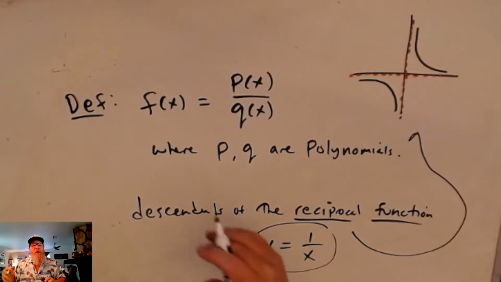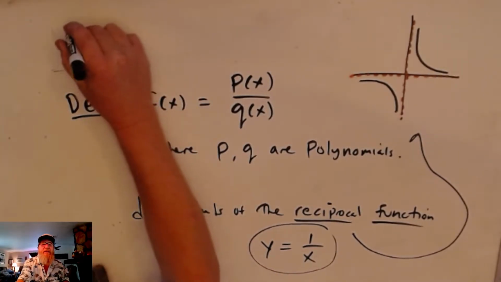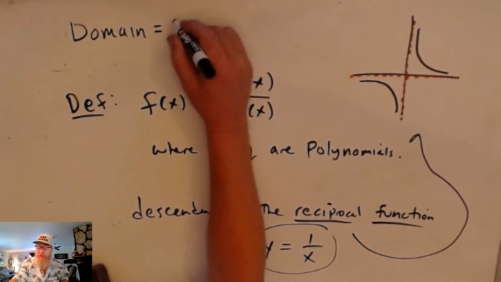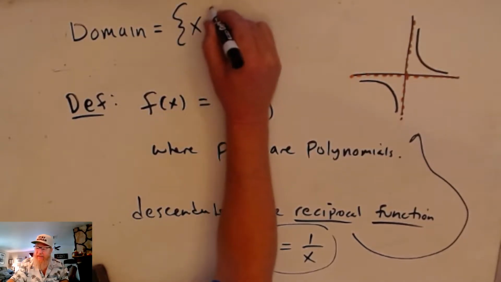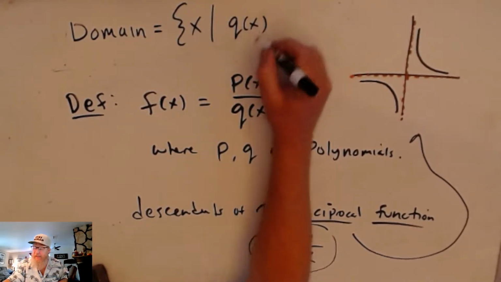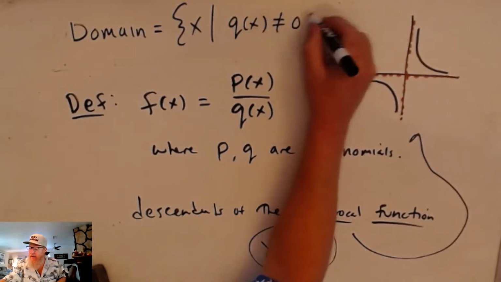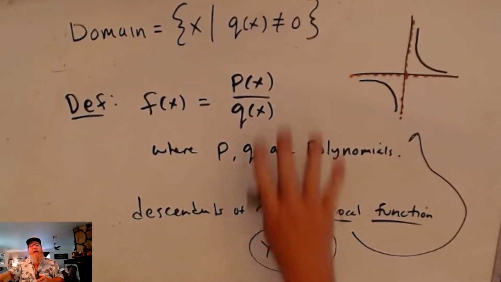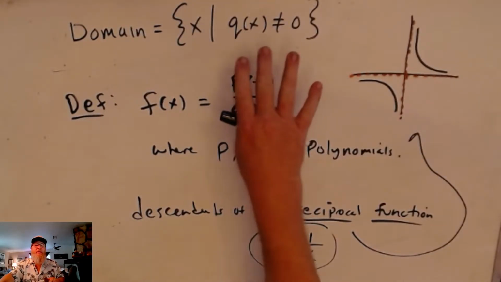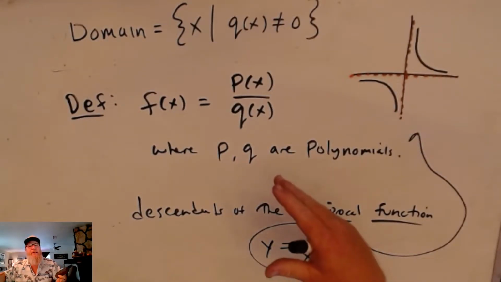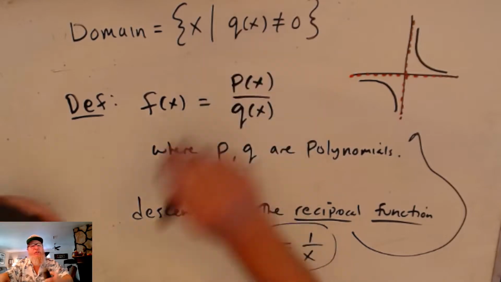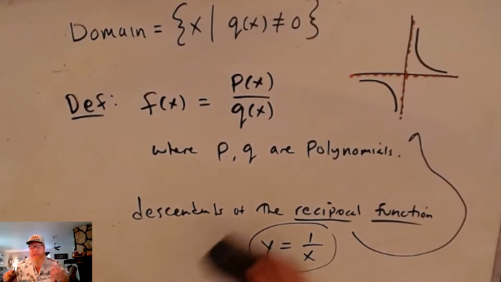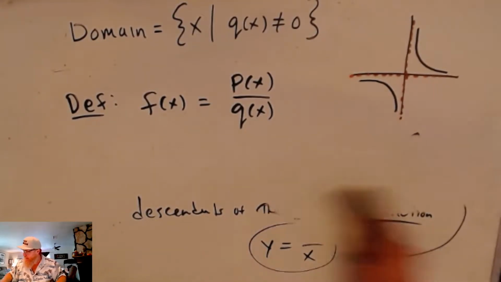So let's start off with some definitions of domain. We talked about domain. So the domain of a rational function is the set of all x such that q of x, that's the denominator, is not equal to 0. Now, I'm using set notation in the definition. I'll probably present it both ways. I'll present it with set notation initially, and then we'll expand it into the classical interval notation that we've been using throughout the course.